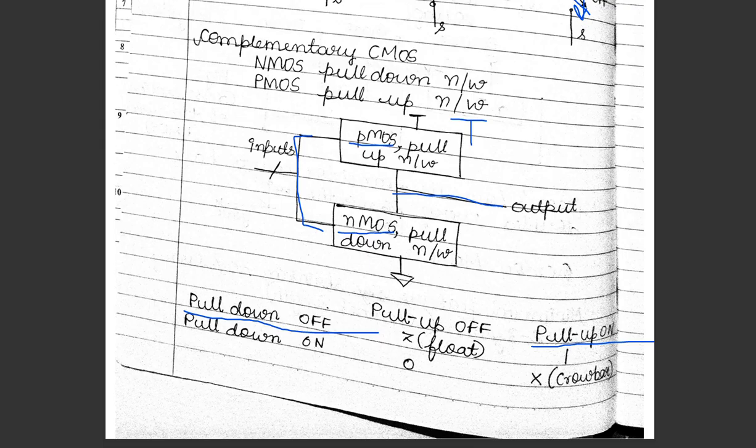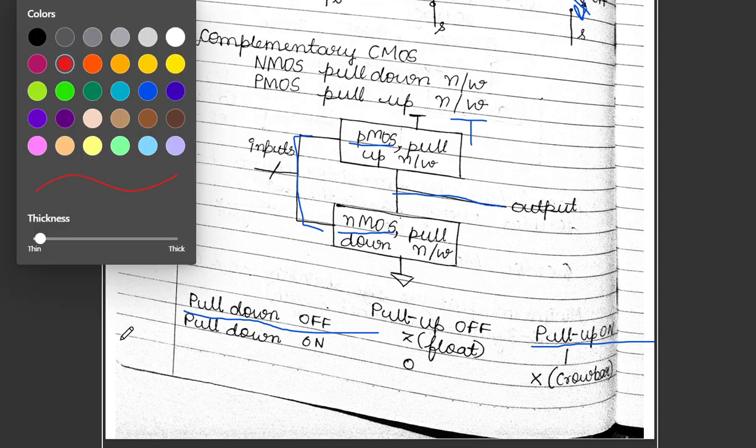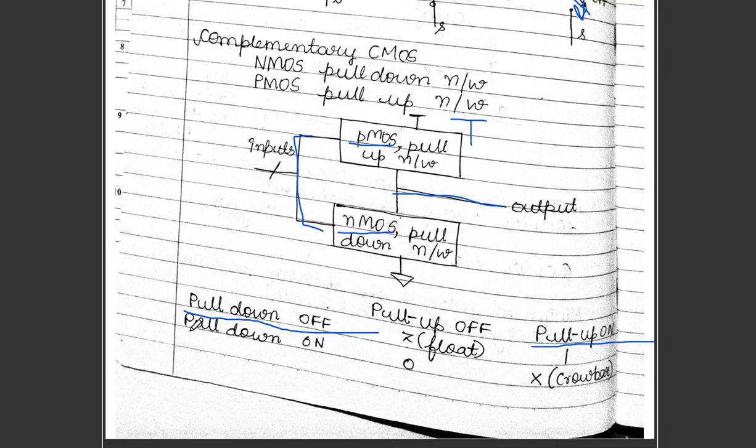Coming to the next condition, that is pull down network is on and pull up network is off. In this condition, here you can see it is directly connected to the ground.